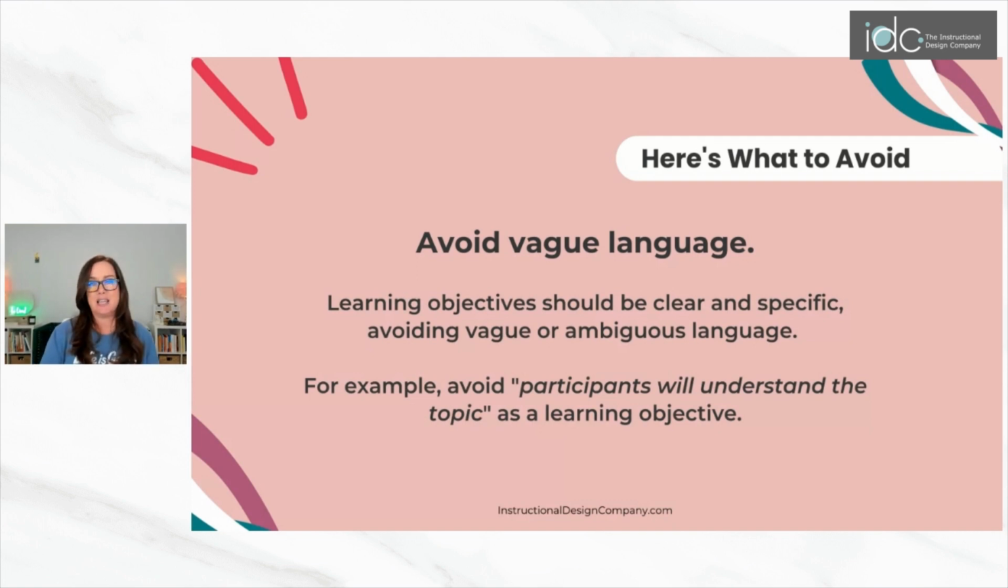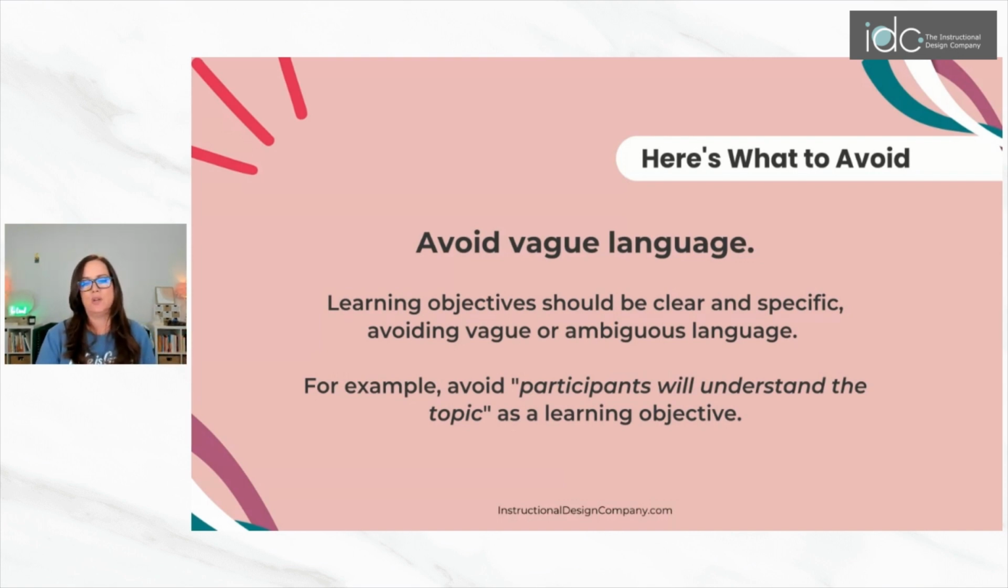So here we have an example that we want to avoid, that we don't want to create as instructional designers. Participants will understand the topic. So this is super vague, right? We're not saying what we want them to understand about the topic. And even the word understand is really kind of subjective, right? You can't really quantify what that understanding is. It takes something else to make sure that there is actually understanding of that content. So understand by itself is vague.